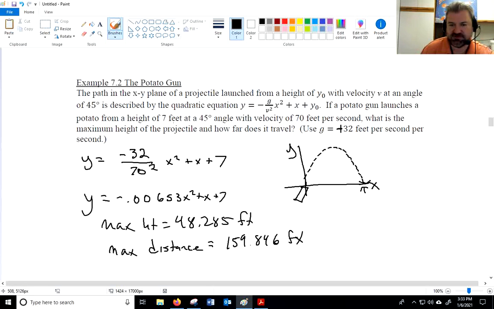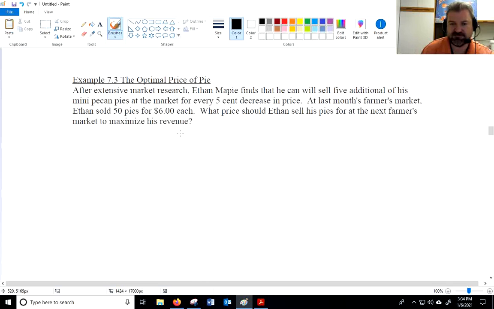So that's a pretty good practical application to a quadratic equation, right? Seeing the maximum height and the maximum distance you can fire something, which will be at a 45-degree angle. So you can use that to find out. All right, let's take a look at a business problem.